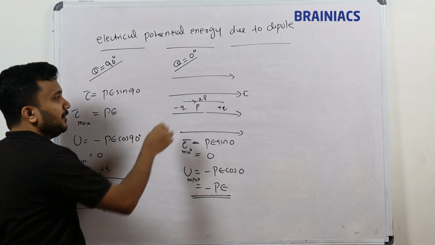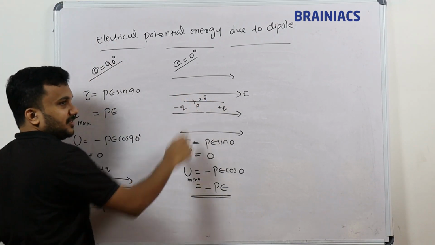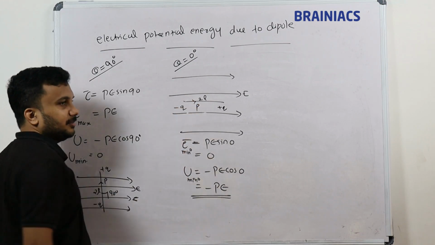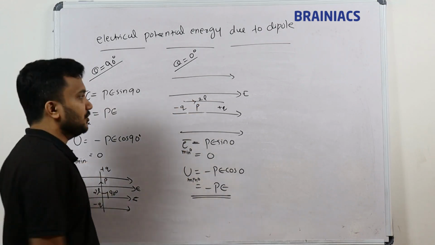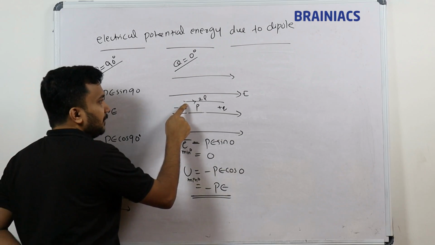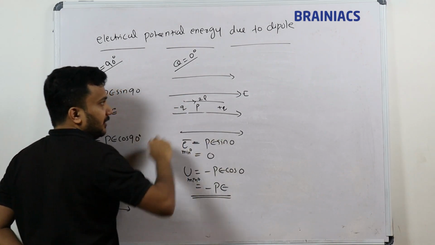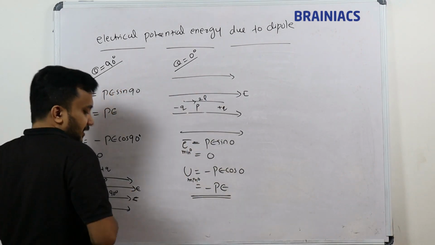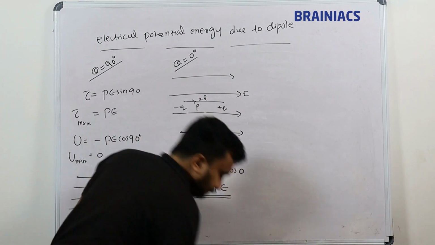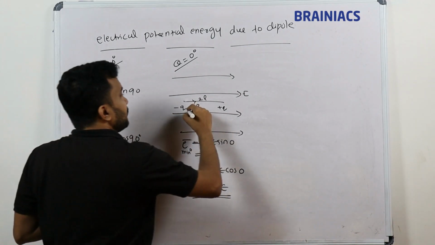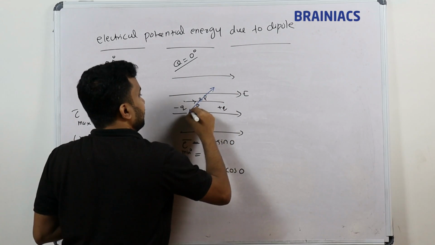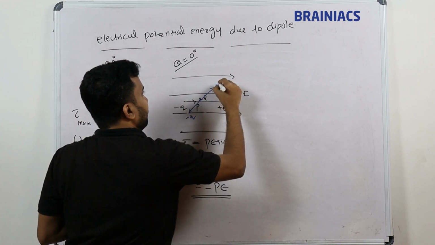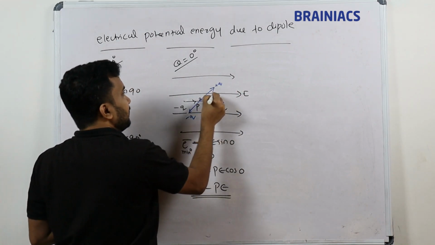Stable equilibrium means if you give any disturbance to the system, it will come back to the original position. For example, listen once again carefully. Minus q to plus q will be here. Now, if you simply rotate it like this, so minus q and plus q, you simply rotated it by a certain angle theta.